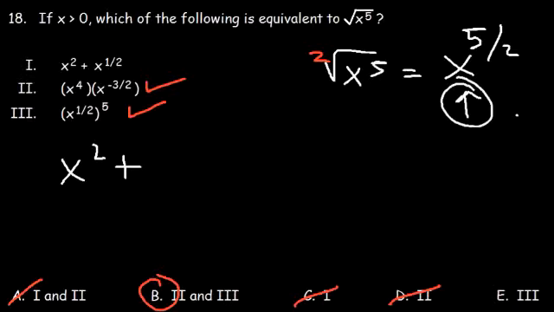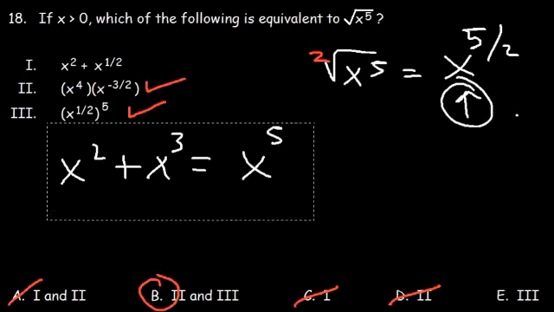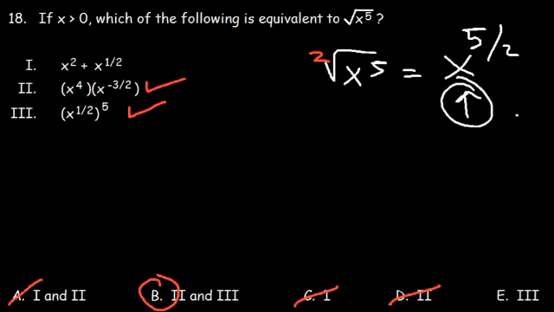Let's say if you have x squared plus x cubed, this will not equal x to the 5th power. You can't add unlike terms. So x squared plus x to the 1/2 does not equal x to the 5 over 2, but let's prove it. So let's plug in a test point. Let's plug in 2 for x. Actually, not 2. Let's plug in 4.